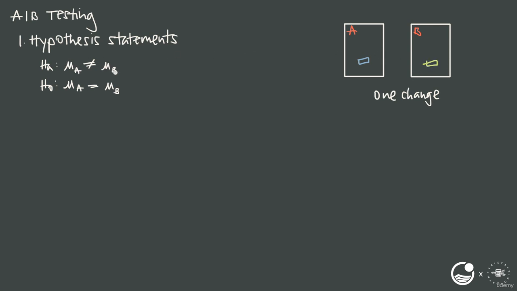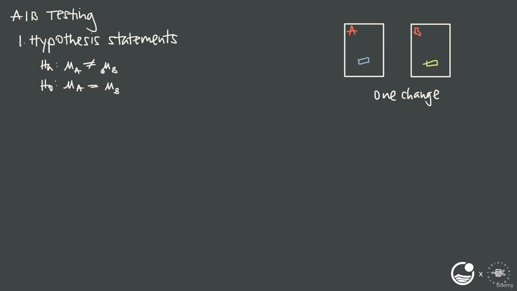And so we would use mean because our alternative hypothesis might say that the average revenue per user for variation A is not equal to the average revenue per user for variation B. Those two means are different. That would be an example of continuous data.